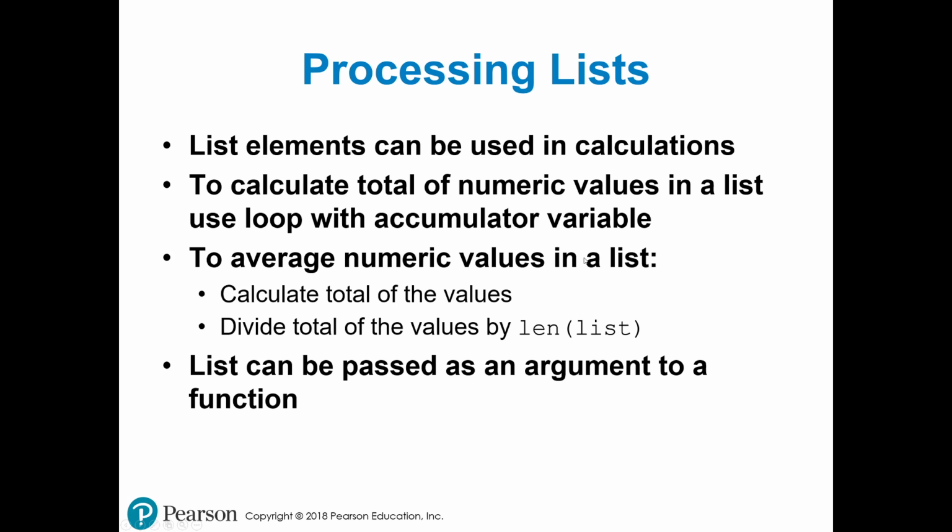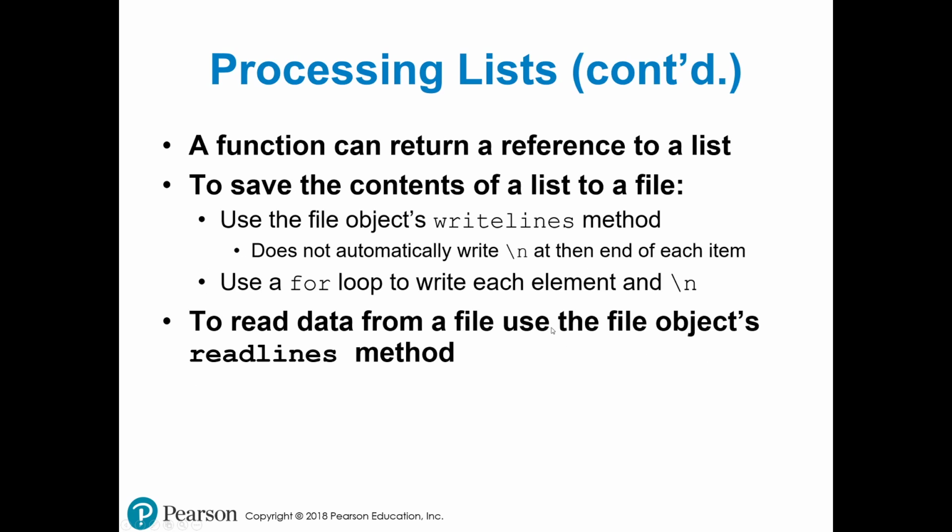If we want to average these things, we can divide the total by the length of the list. We can also pass lists as arguments to functions. So if we have a function, we can pass a list as an argument to it. Functions can also return a reference to a list. We talked about returning simple variables in our functions, but we can also return lists. Lists are a built-in type. It's not a problem to return them. It's not a problem to return non-built-in types either, but lists can certainly be returned.